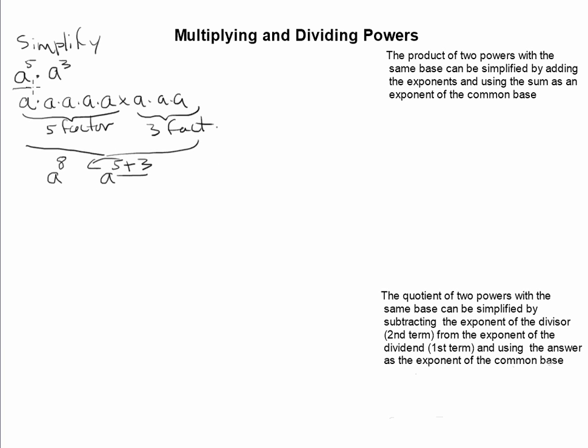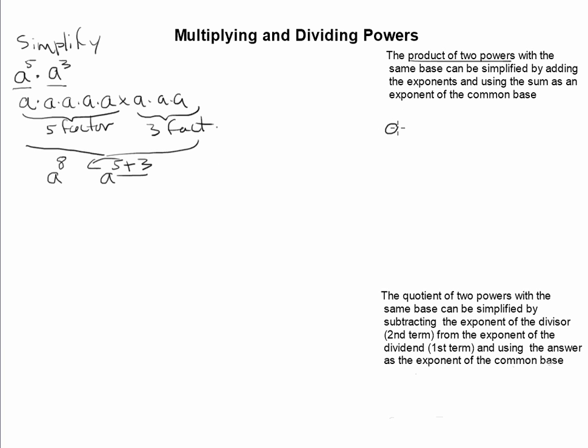Now, this can only happen when your base is the same. And in previous lessons we looked at what's the base and what is the exponent and how you can tell which one is which. Okay, so let's go over and look at a definition. The product of two powers, and that's what this is called. The product of two powers with the same base, in this case it's a, can be simplified by adding the exponents. We did that, and using the sum as an exponent of the common base.